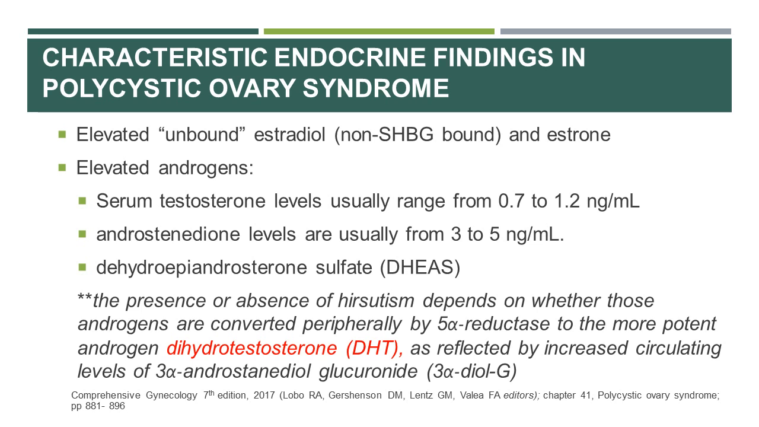However, not all patients with PCOS who have high levels of androgen manifest with clinical hyperandrogenism such as hirsutism or acne. The presence or absence of hirsutism will depend on whether those androgens are converted peripherally by 5-alpha reductase to the more potent androgen, dihydrotestosterone, or DHT.